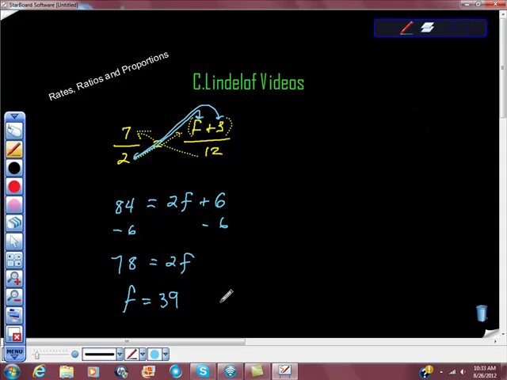So remember, means extremes theorem says that if we have a ratio A over B is equal to C over D, then what we should be able to do to solve that ratio is cross multiply this way, and they should equal each other. All right?